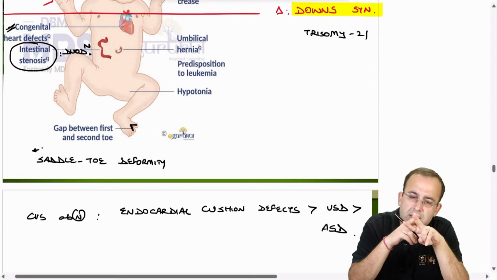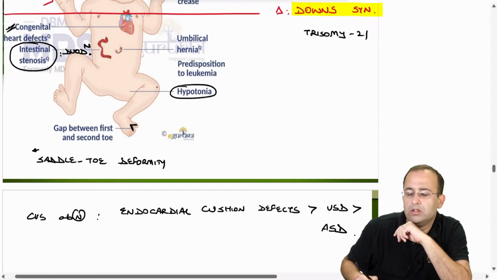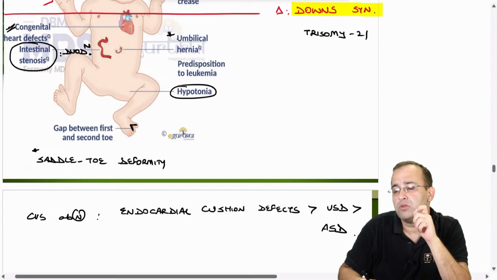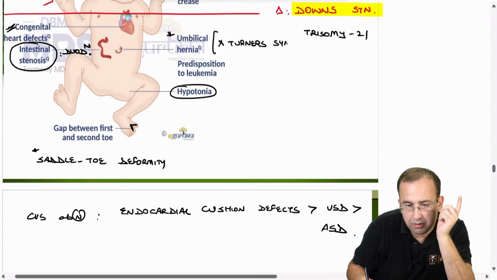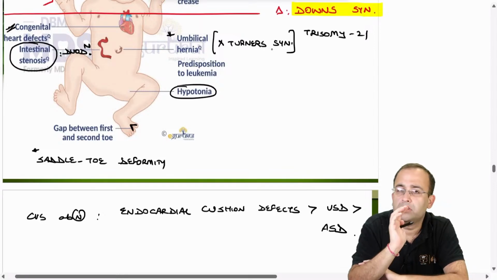That is called as saddle toe deformity. Hypotonia. The tone of muscles is reduced. Umbilical hernia. But please note, umbilical hernia is a feature of Down syndrome, not Turner syndrome. Recent PYQ, it is a feature of Downs, not Turner's. And increased risk of leukemias.